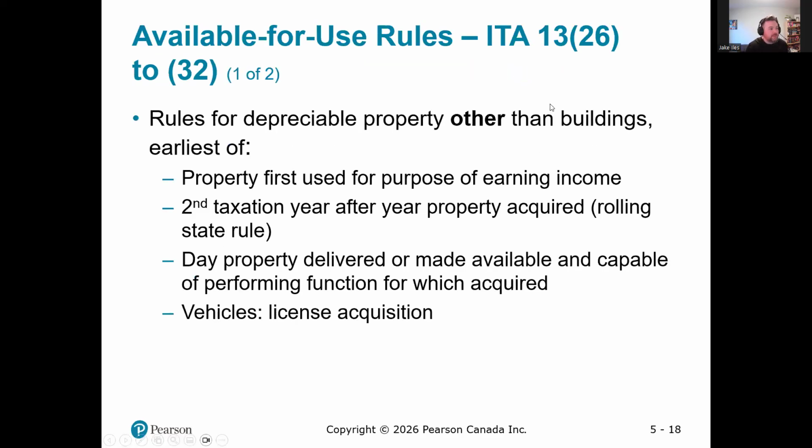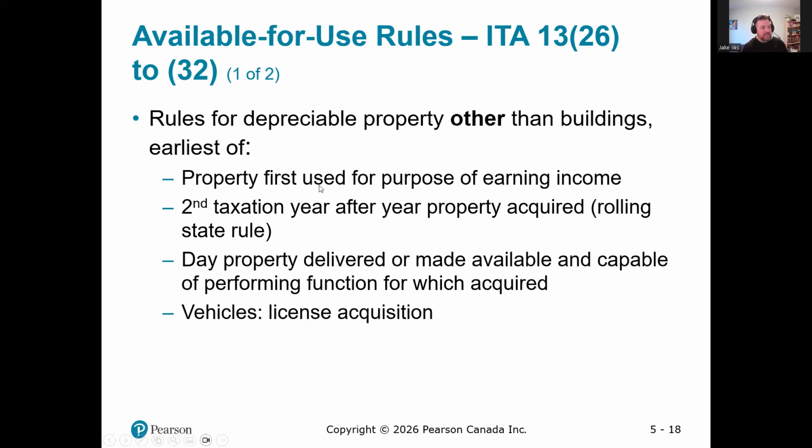So going into available for use rules, the rule for depreciable property other than buildings is when the property is first used for earning income. Let's say something's gone on. I've purchased this machine. It's trying to be installed, but something's gone wrong. Perhaps I don't have certain legal permits or policies in place in order to operate it yet. So it's not quite ready. But I have the machine.